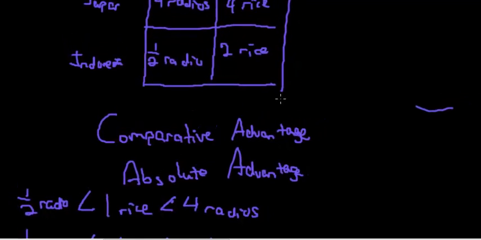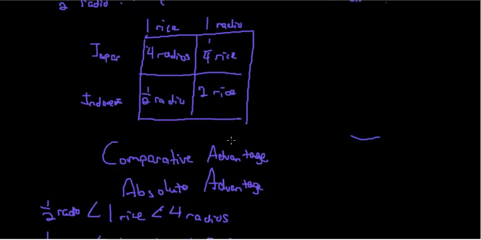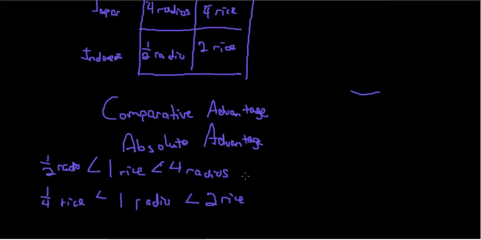We can say that Indonesia is not going to give anything more than 2 pounds of rice because with the resources that it uses to produce this rice, it could have produced a radio. So if it gives more than 2 pounds of rice, it could have produced more than 1 radio. So why would it accept anything less?